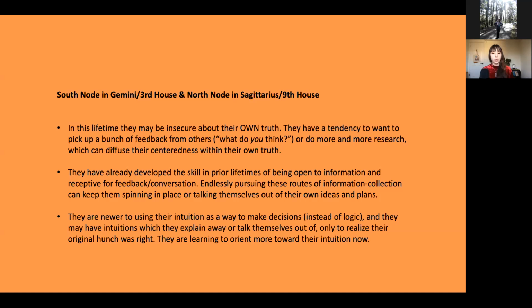They're somewhat newer to using intuition as a way to make decisions because they've been very logical in prior lives. And so they can have these intuitive hunches that they explain away or talk themselves out of, only to realize that their original hunch was right. And so they're learning to orient more towards their intuition in this life.